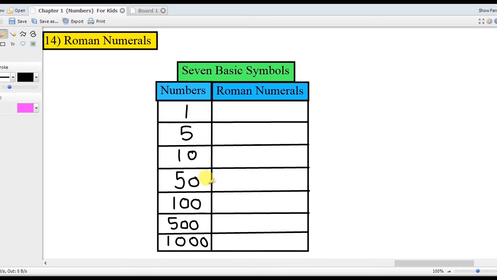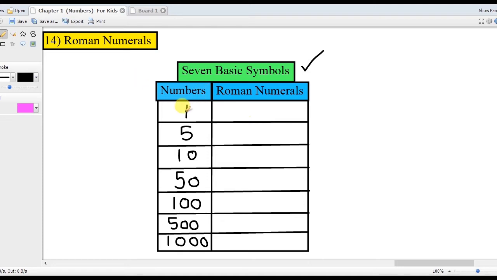which is Roman numerals. In Roman numerals, there are basic 7 symbols that we need to learn in order to learn how to write numbers in the Roman form. So these are the numbers in the mathematical form: 1, 5, 10, 50, 100, 500 and 1000. These are the basic 7 numbers that help us to write any number in a Roman numeral, right?